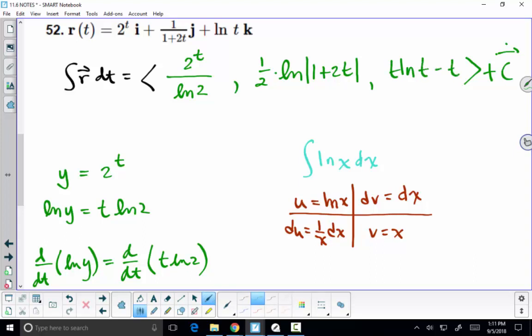And of course, you can double check by taking the derivative of t ln t minus t, and you'll see that, oh, wow, we get ln t. It will work. All right, so yeah, a little exponential with a non-e base and a little integration by parts. A little voodoo.